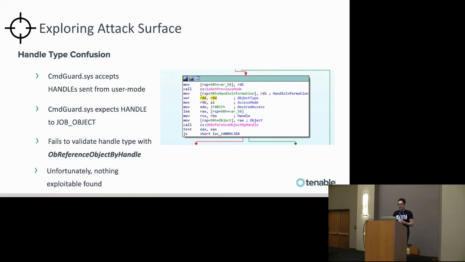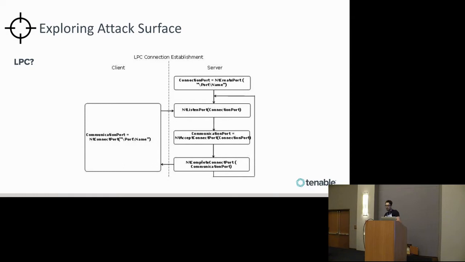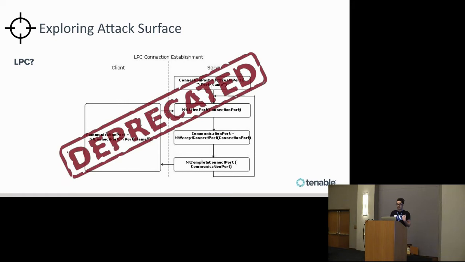Next, I looked at LPC. So LPC is a Windows interprocess communication technology. It's the simple idea of a client that you can talk to an LPC server over LPC ports. It uses APIs like NtConnectPort, NtCreatePort, things like this. This is a great attack vector as we can connect to it from a sandbox process. Worth mentioning, it is deprecated.